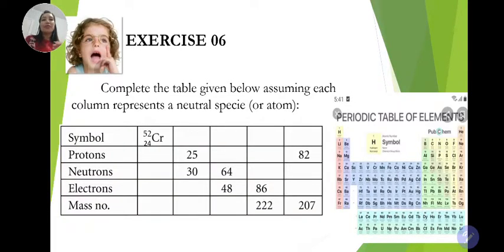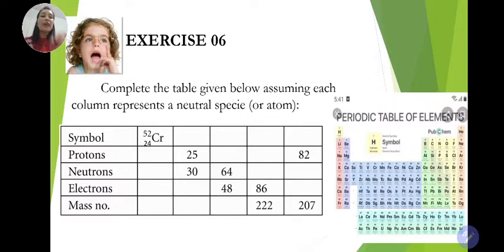Okay, class. Hello. During our last discussion, we discussed the atom. I gave you an exercise, but I was not able to tell you that we need to use the periodic table of elements to complete our table below. But I hope you figured that out already. So, we will answer the table. These are our givens.